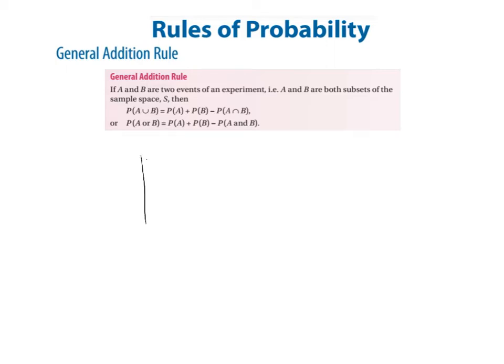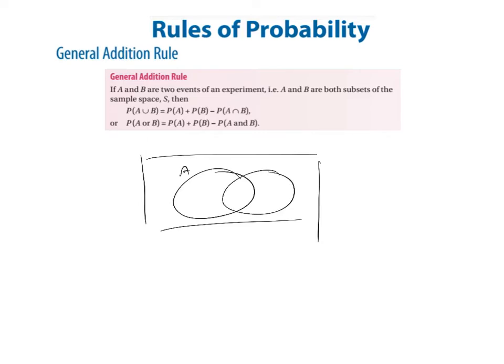So if we draw a sample space S here and we do A and B, what we're saying is that the probability of A union B is equal to the probability of A plus the probability of B minus the probability of A intersection B. Or in words, we can say the probability of A or B is equal to the probability of A plus the probability of B minus the probability of A and B.